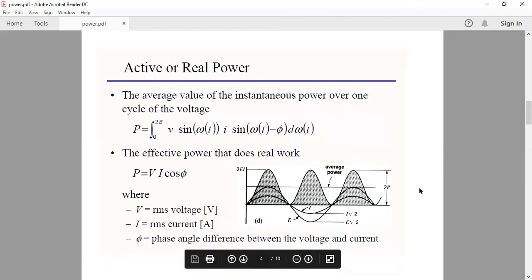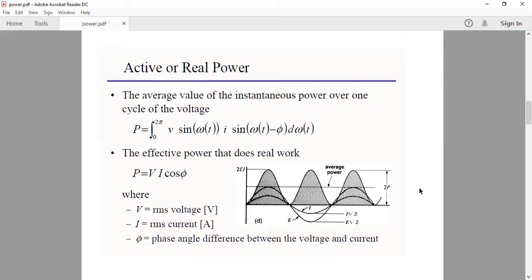Let's see the active or real power. The average value of the instantaneous power over one cycle of the voltage is given by P equals the integral from 0 to 2π of V sin(ωt) times I sin(ωt − φ) dωt. The effective power that does real work is P equals V into I into cos φ, where V is the RMS voltage, I is the RMS current in amperes, and φ is the phase angle difference between voltage and current.